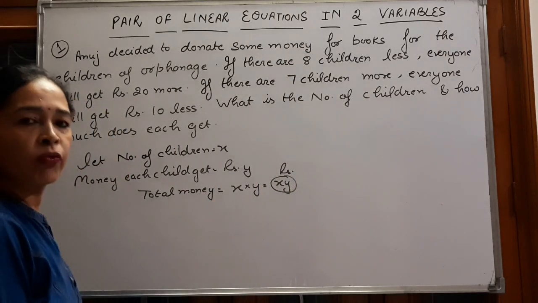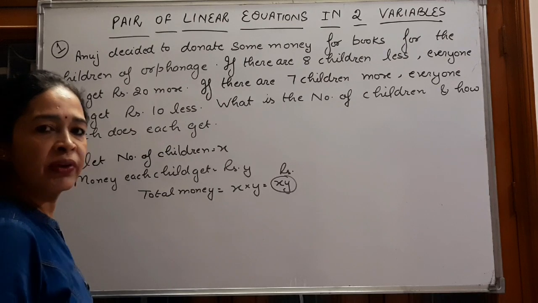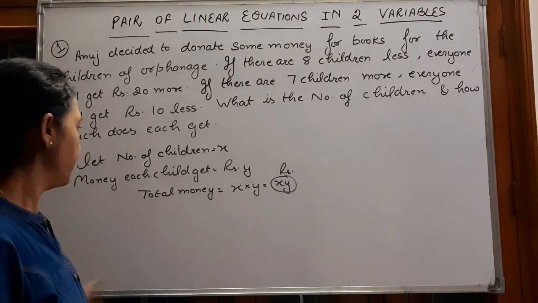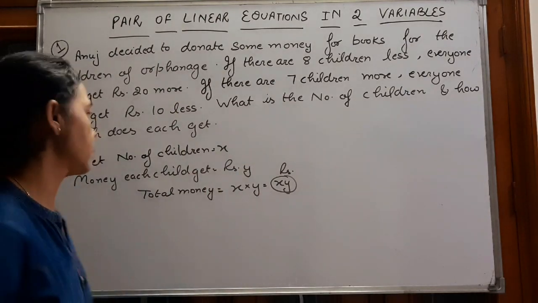If there are 10 children in orphanage and each child gets rupees 50, how much money will be distributed? 10 into 50, 500 rupees. In the same way, the total money is XY.